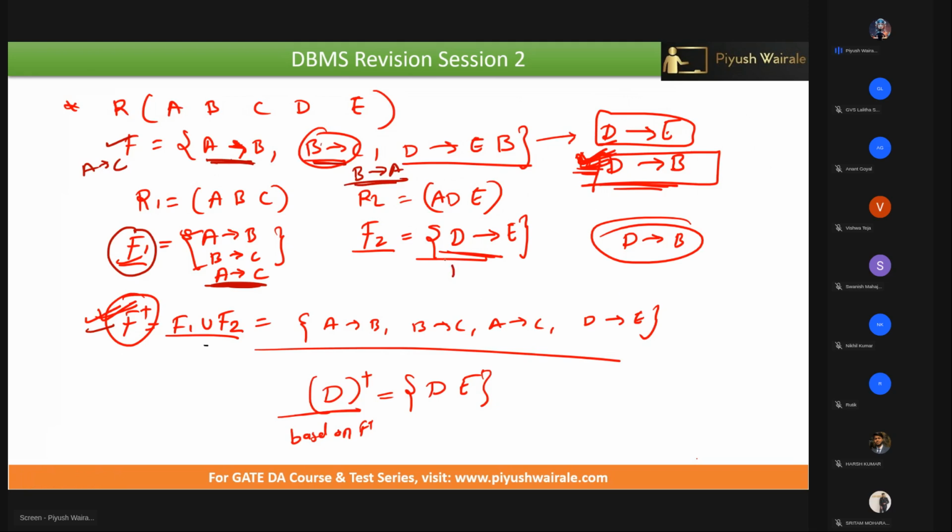Sorry, E determines A. If I have E determines A, I can add E determines A in F2, right? Now you can see D closure: D will give me DE, and from E I can get A, that is DEA, right? And from A I can get B. So D will give me B here. So this is dependency preserving now.